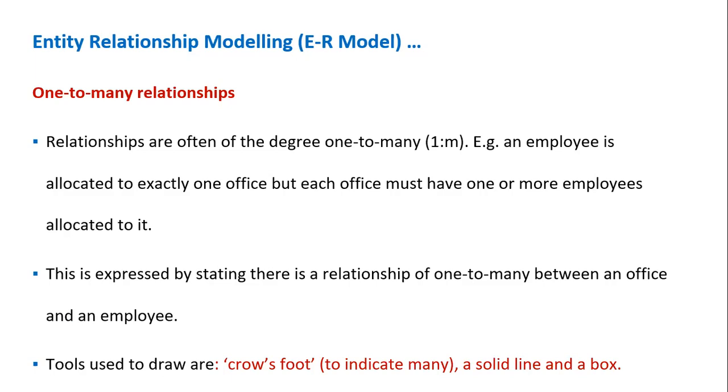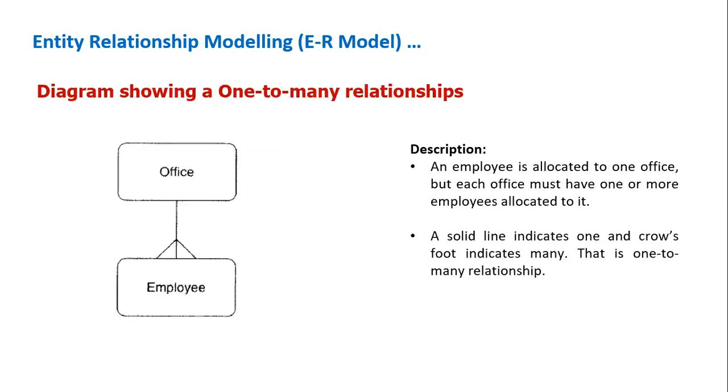What do you look at when it is one-to-many? Relationships are often of degree one-to-many. So an employee is allocated to exactly one office, but each office must have one or more employees allocated to it. That is a one-to-many. An employee is allocated to one office, but each office must have one or more employees allocated to it. A solid line indicates one and a cow's foot indicates many.